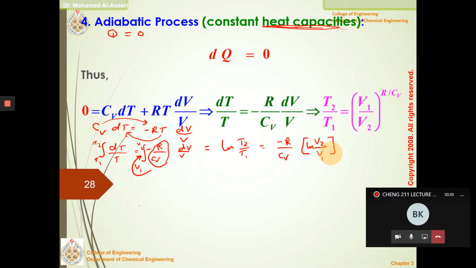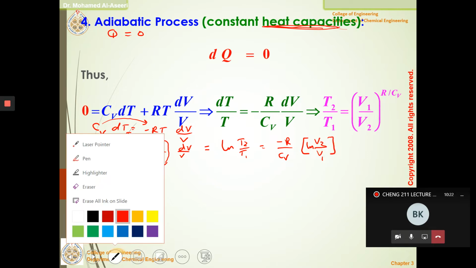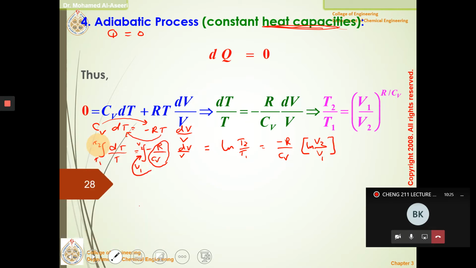I will just repeat here what I have for those who did not follow with me. I have this term, the integration of dT over T, the integration of it is ln. Then I have here minus R over CV, that I have taken out of the integration, so I have dV over V inside the integration. So when I integrate that, it's going to be ln V2 over V1. Is that clear so far? Yes? I want to see at least one yes. Excuse me. Yes? Hello? Yeah, great.